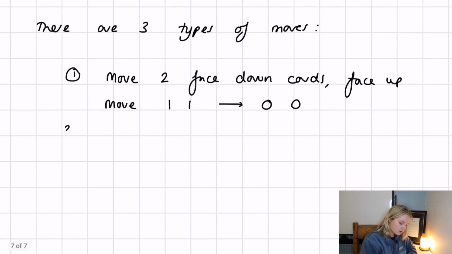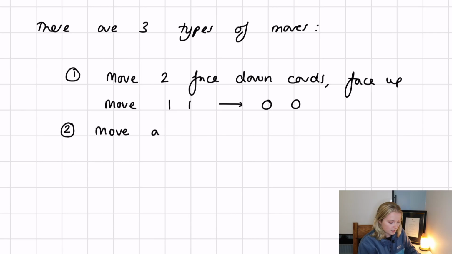Now the other option would be to move a face down card. We're always choosing face down cards, so we'll choose a face down card, and if the card immediately to its right is face up, then we're going to swap them around. So we're going to move a 1, 0 to a 0, 1.